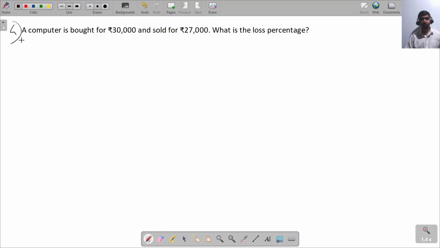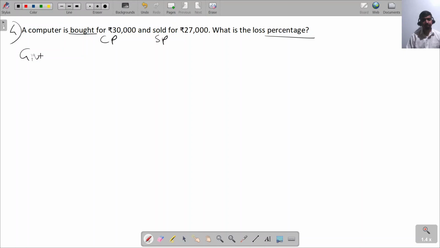Fourth sum. A computer is bought for rupees 30,000 and sold for rupees 27,000. What is the loss percentage? It's ulta of the previous sum. Again, you have got the word bought. This is cost price, and sold, this is selling price. We have to find loss percentage.